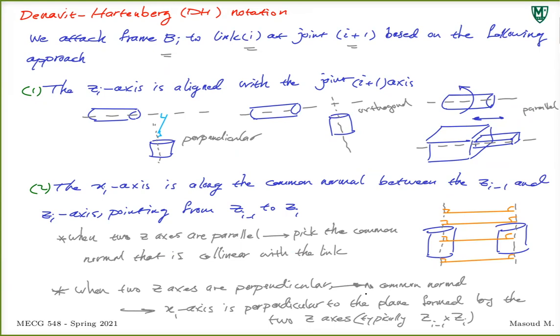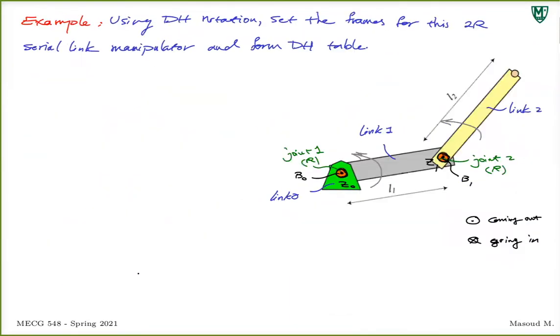Now, here's one thing we have to pay attention to. We have two Z-axes that are parallel, right? Z0 and Z1 are parallel, both coming out of the screen. So there are an infinite number of common normals between them. When you have two parallel lines, you have infinite common normals. Common normal means a line that is perpendicular to both.